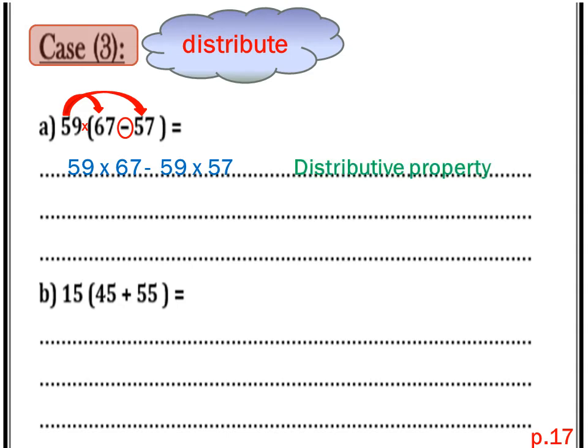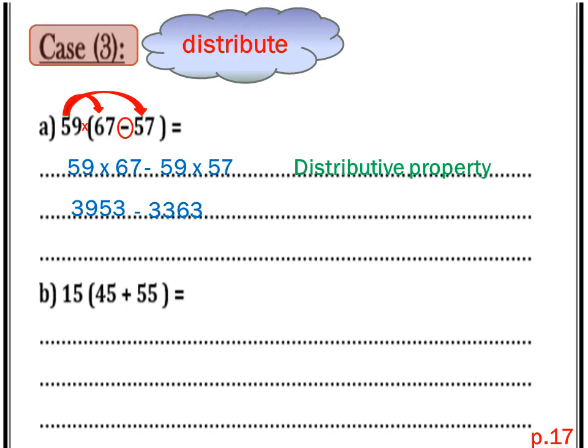And now use your calculator to solve it. 59 times 67 first, and write the answer, which is 3953. Then put the sign, which is the minus, and now solve 59 times 57 on your calculator. It will be 3363. And now put this on calculator, calculate the answer.